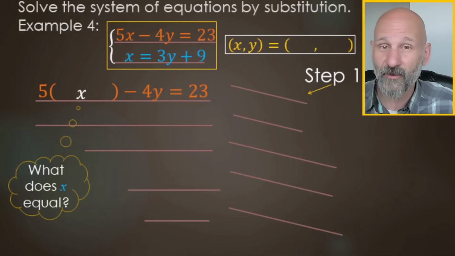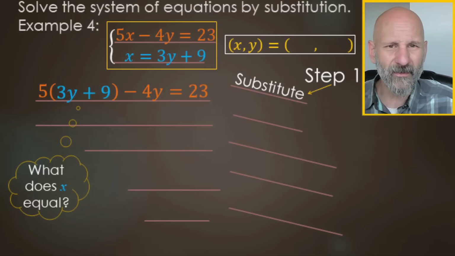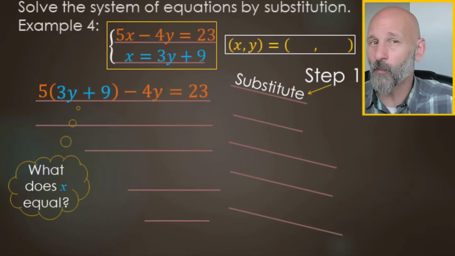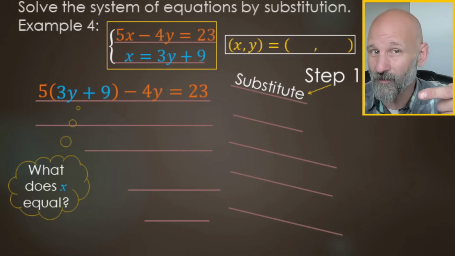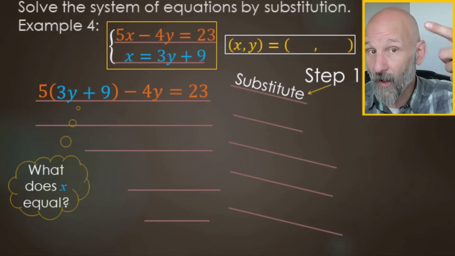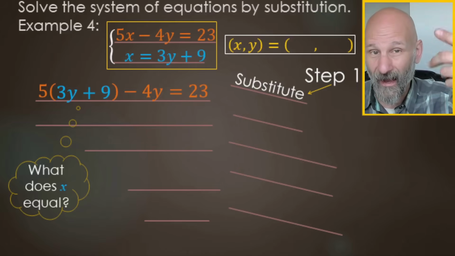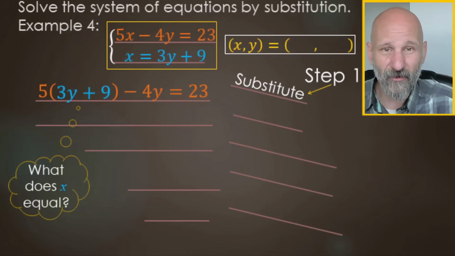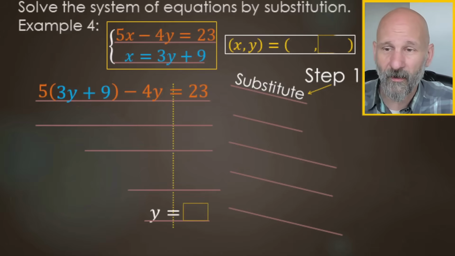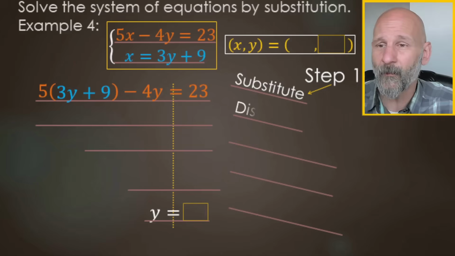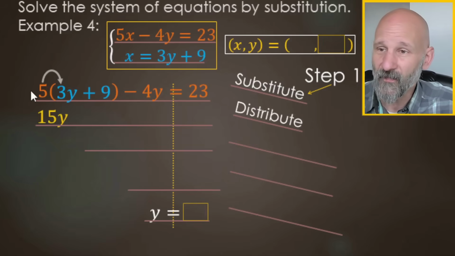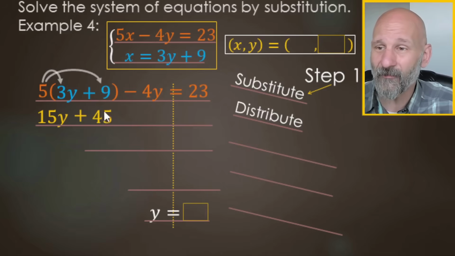You can replace the x or the y, whichever one it says is equal to. So if we had a y equals, we'd replace a y. Since we have an x equals, we're replacing the x in the other equation. Okay, and then next up, simplify, distribute, then add like terms, and then solve. So here we go. We want to find the value for y at the bottom there. So we're going to distribute first. 5 times 3y, 15y. 5 times 9, 45. And then we still have the minus 4y and the equals 23 there.